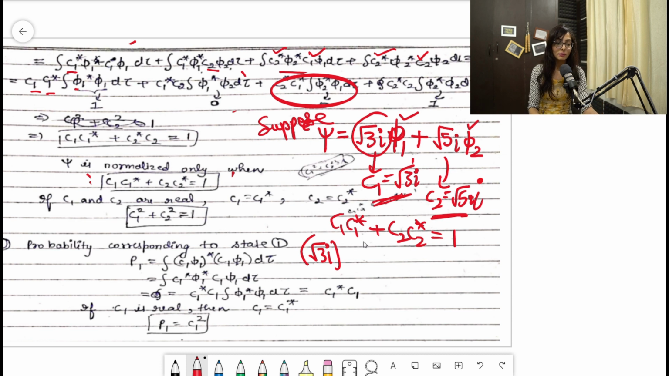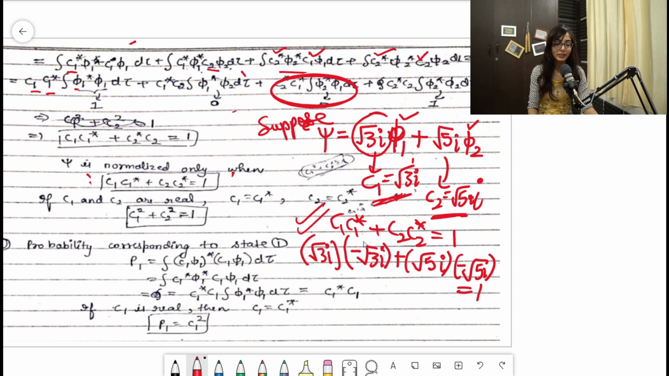So this C1 star will become what? It was plus root 3i, so it will become minus root 3i. Clear? And then plus, now C2 is there, C2 is root 5i, and C2 star will become minus root 5i, and that will be equal to 1. Then only you will solve it, and check whether this condition is equal to 1 or not.